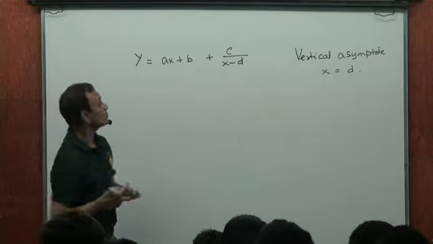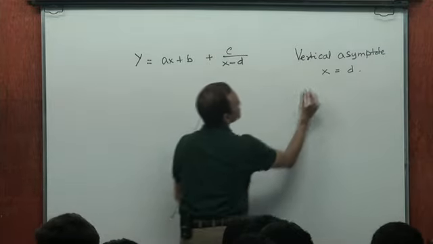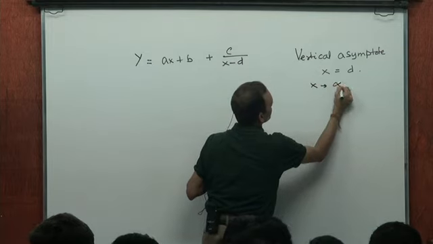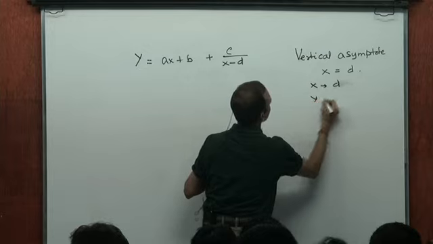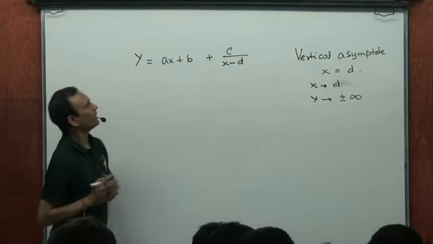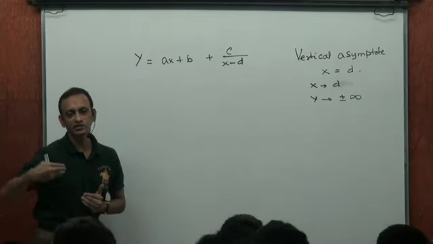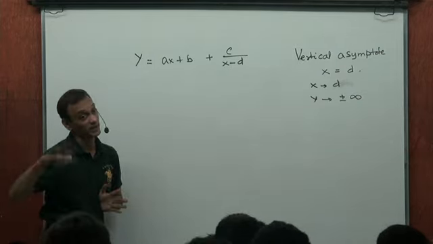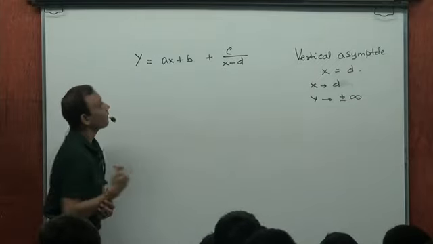Not only that, this is because as x tends to d, y would tend to either plus or minus infinity, isn't it? Depending on whether x tends to d from the greater than d side, it will tend to plus infinity; from the less than d side, it will tend to minus infinity.